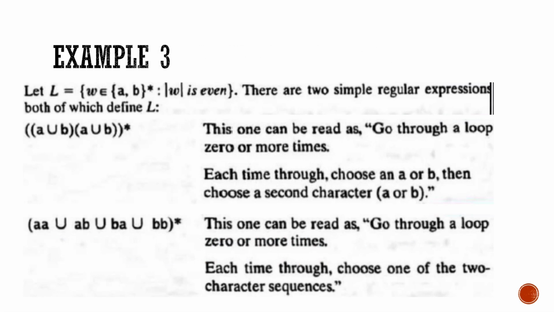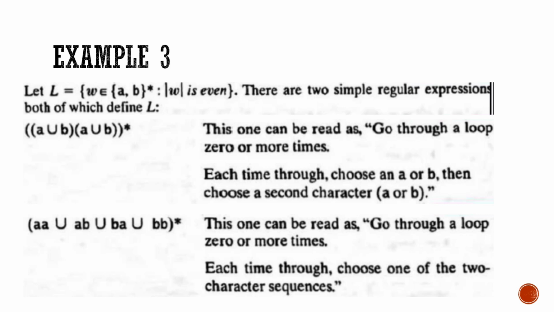Then here are some more examples. First case. W belongs to (A comma B) whole star, which means the string W; L is for language, W for string. What is that string? The string is made up of A's and B's of any number. But you have a rule for the language. What is that rule? The length should be even. The length should be even means it is a multiple of 2, meaning 0, 2 characters, 4 characters, 6 characters, 8 characters, like that.